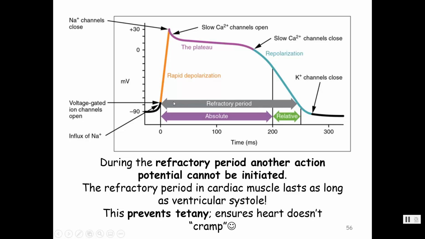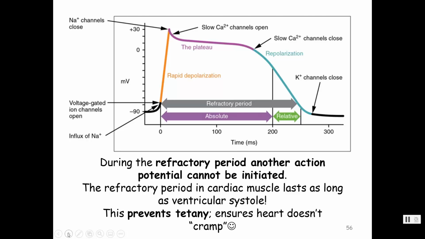So what I want you to see, so this whole time we have this action potential, it is refractory. And don't worry about absolute and relative, I don't care, but I want you to see it has a very long extended refractory period. So refractory period in cardiac muscle lasts as long as ventricular systole, which is good. If the ventricles are ejecting blood, we don't want another action potential or contraction initiated. We need to have contraction, so systole, and then we need it to relax. We need ventricular diastole. So the big thing: it prevents tetany, ensures the heart doesn't cramp.